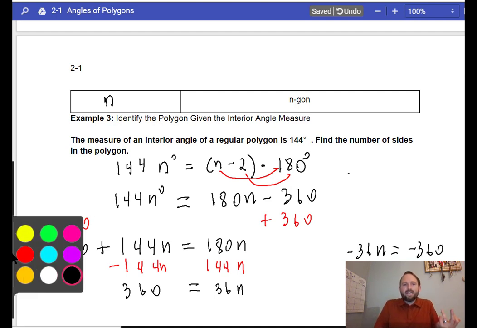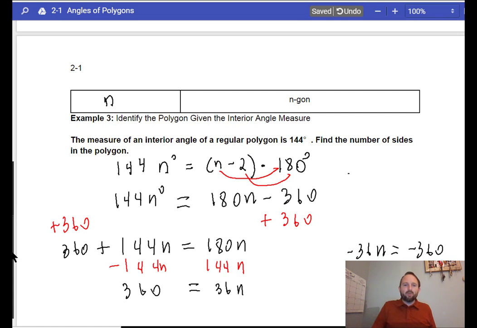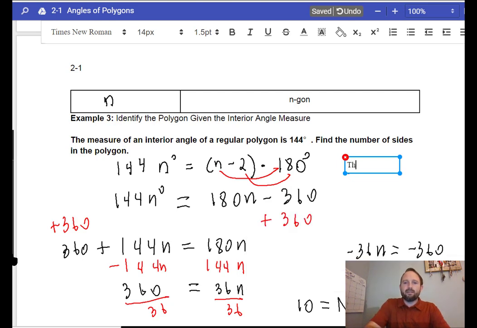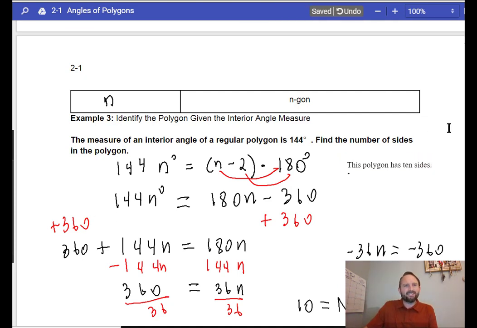And then I would just divide by negative 36 on both sides, and I would have gotten the same answer, which would have been 10. So 10 is equal to n. That's it. So how many sides? Well, I'd probably want to type it out and say, this polygon has 10 sides. There's example 3. All right, let's go on.